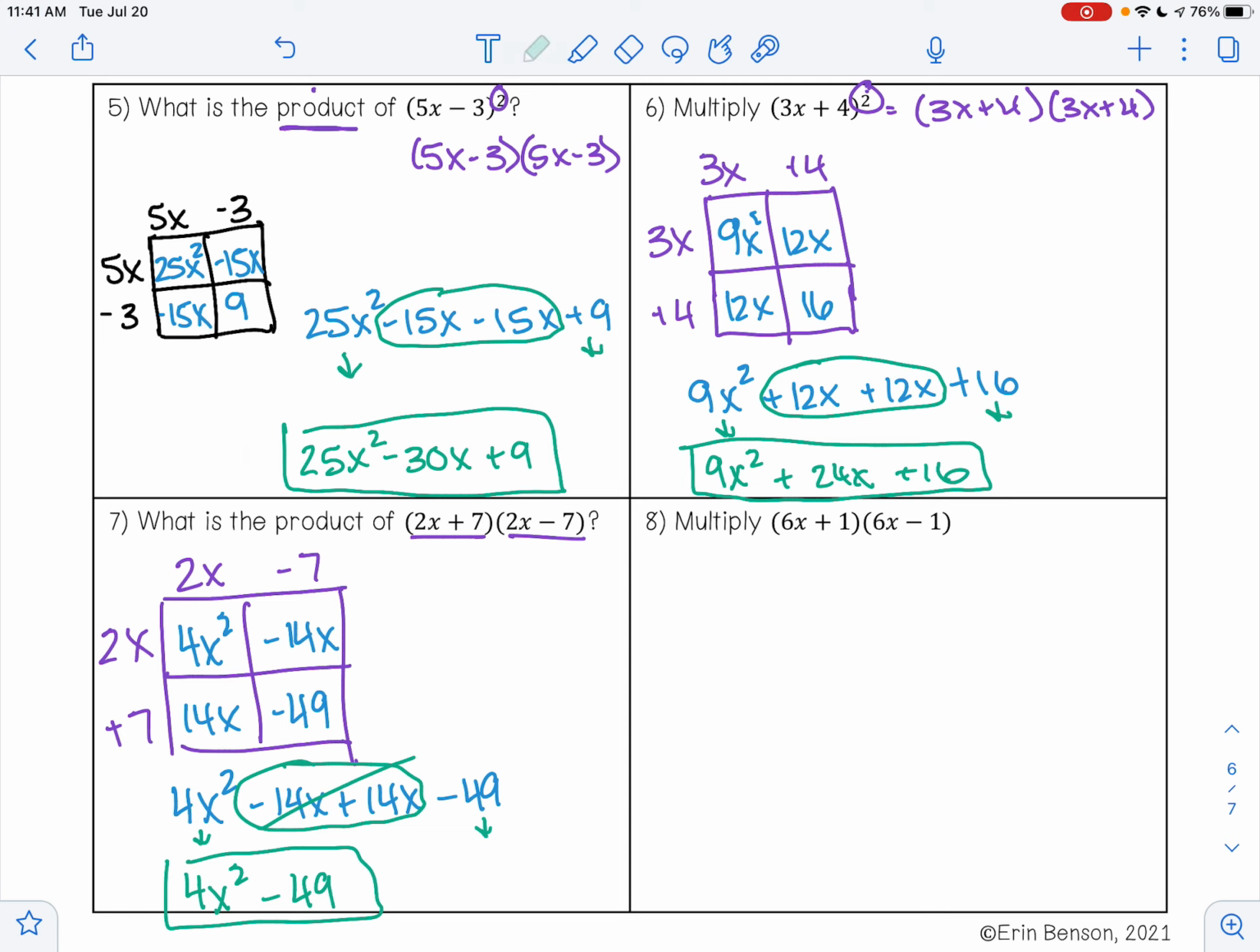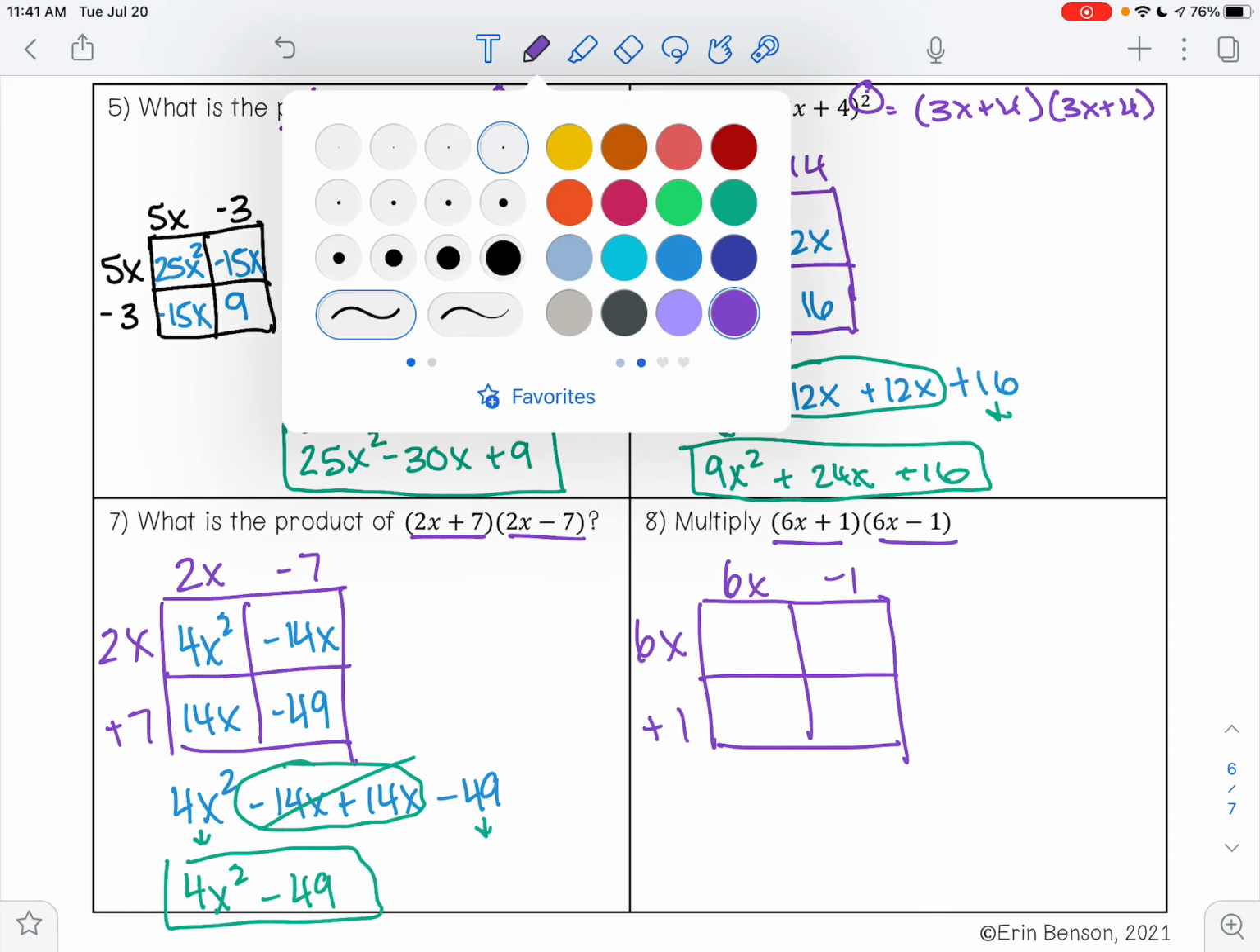On our last example, we have 6x plus 1 times 6x minus 1. Again, here I have a binomial being multiplied by a binomial, so I am going to use the area model. I'm going to take the first binomial and write it down the side, and I'll take the second binomial and I'll write it across the top.